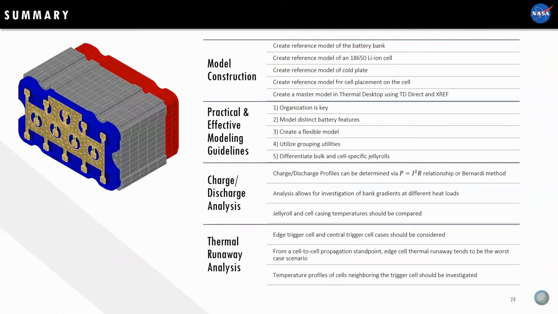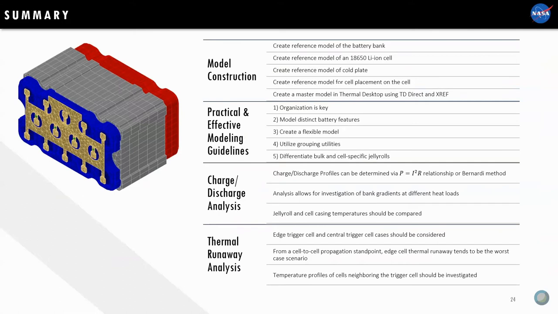So that pretty much sums it up for our portion of the short course. Just to recap on what we've talked about today, Jonathan talked about the model construction. So he went over how we created our reference model of the battery bank, our reference models of the 18650 lithium ion cells and the trigger cell, our cold plate, our cell placement, and how we put that all together in Thermal Desktop using TD Direct and XREF. We then talked about practical and effective modeling guidelines, right? So how to generalize these model construction analysis techniques so that they're not software specific.